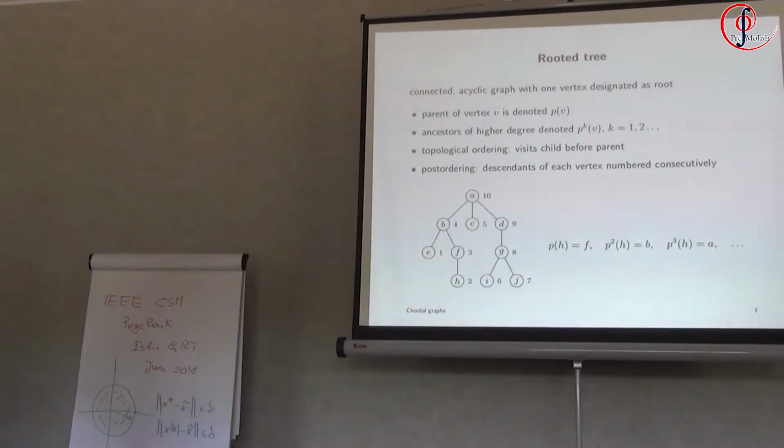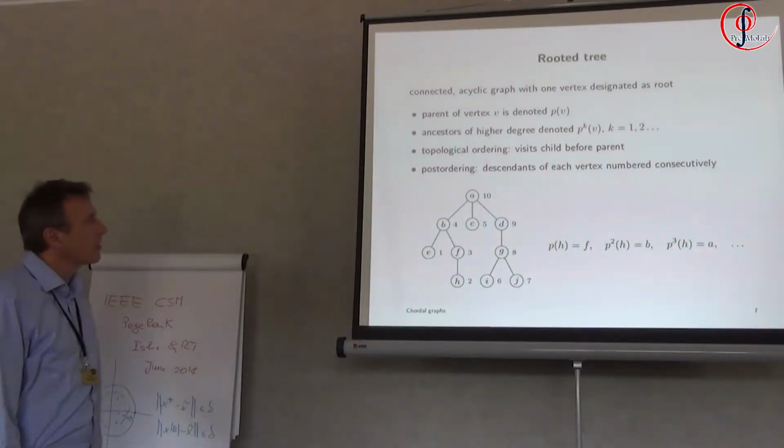But that's for the next part of the talk, actually. So I think everybody knows what a tree is. You can characterize a rooted tree, of course, by specifying its parent function. And then we also sometimes use parents or ancestors of higher order. So if the parent of a vertex is f, then its grandparent or its second order parent is written like this. P squared h would be b, and then p cubed would be the root, and so on.